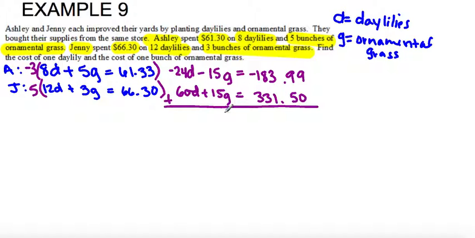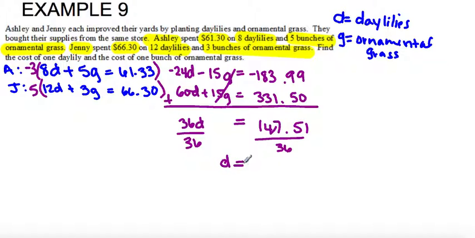So now we add the two equations together. I have -24 plus 60, which comes out to 36D. And then -15G plus 15G eliminates. And then I have -183.99 plus 331.50, which comes out to 147.51. I have to get D by itself, so I divide both sides by 36.